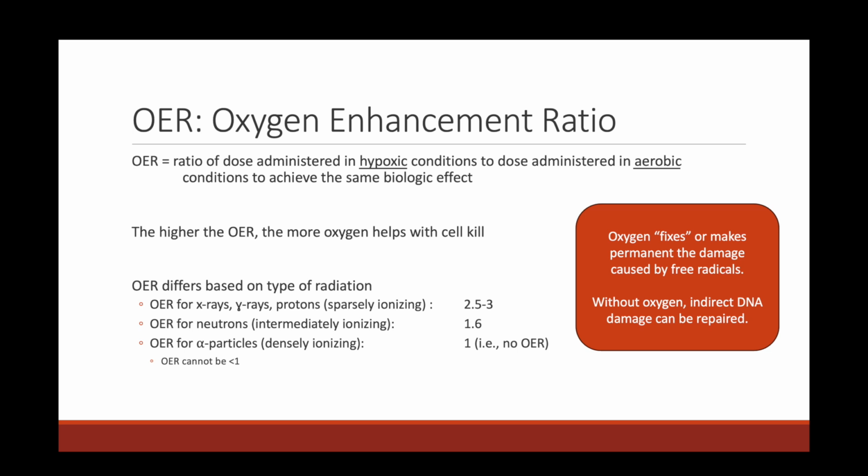work better. For sparsely ionizing radiation, so X-rays, gamma rays, protons, these are the most common types of radiation that we use in clinic. Their OER is high at around 2.5 to 3. Neutrons are intermediately ionizing, so their OER is about half of that, 1.6. And then alpha particles are densely ionizing, and oxygen actually doesn't help them at all because they are so densely ionizing and they work so well on their own. So the OER for alpha particles is 1, meaning that there is actually no enhancement effect from the oxygen.